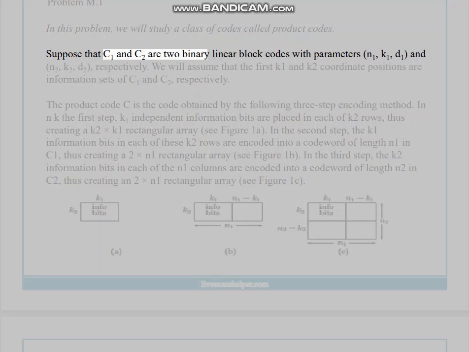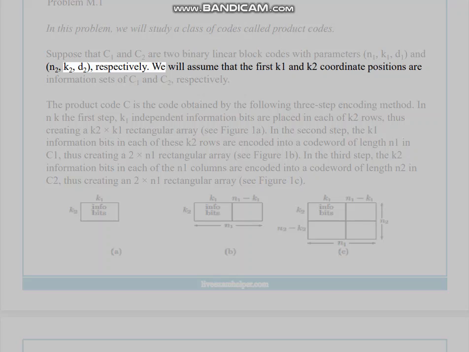Problem M.1. In this problem, we will study a class of codes called product codes. Suppose that C1 and C2 are two binary linear block codes with parameters N1, K1, D1, and N2, K2, D2, respectively. We will assume that the first K1 and K2 coordinate positions are information sets of C1 and C2, respectively.